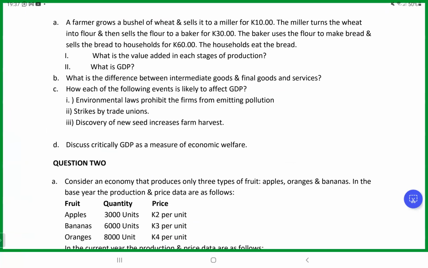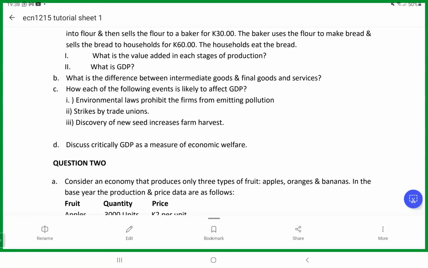How each of the following events is likely to affect GDP? I would love that you participate, you bring out your thoughts as well. It would be a nice thing to hear you participate. How is each of the following events likely to affect GDP? Let's start with the first one. Environmental laws that prohibit the firms from emitting pollution. How do you think this could affect GDP? How does it affect GDP?